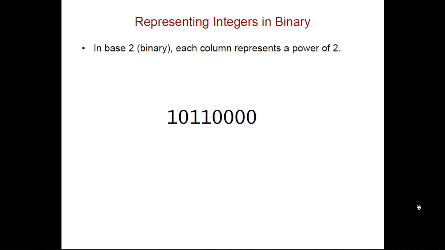In binary, we're using base 2, so each column represents a power of 2 instead of a power of 10. We still have a ones column because 2 to the 0 is 1, and in this particular case we're multiplying that by 0 because there's a 0 in that column. We also have a 0 in the twos column, which is 2 to the first times 0. We also have a 0 in the fours column, and it's the fours column because it's 2 to the second. And we can keep doing this for increasing powers of 2.